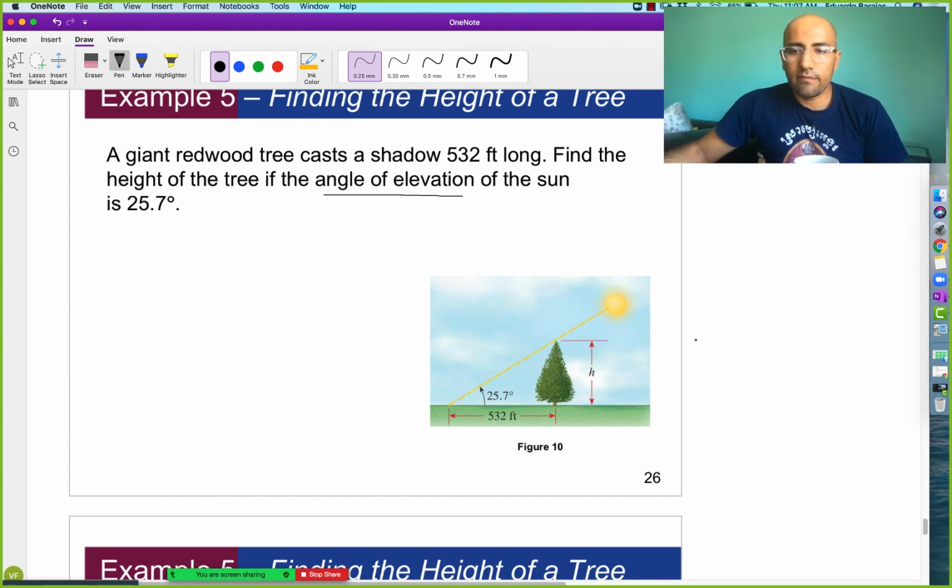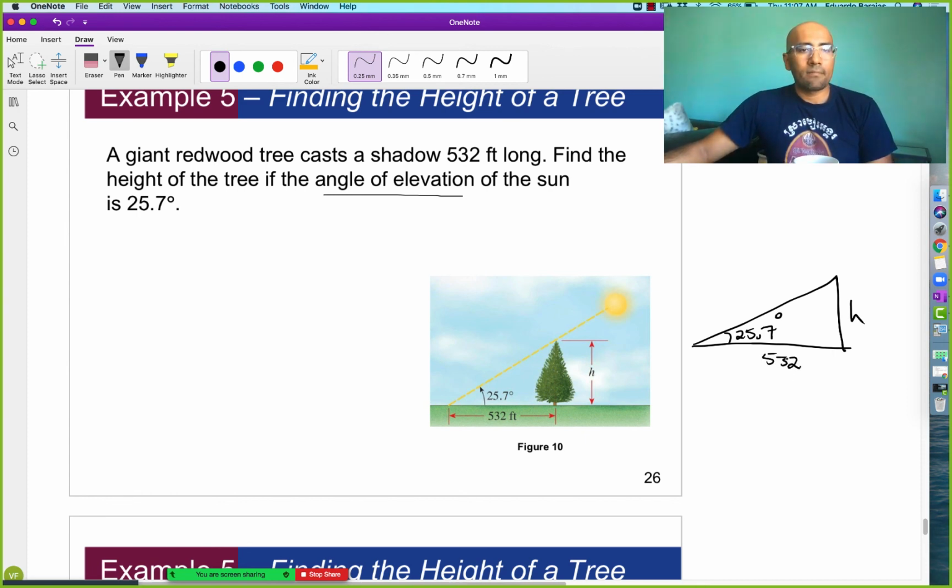This whole thing simplifies to a triangle that has angle 25.7 degrees, h over there, and 532 feet there. Find the height of the tree. So if I use sine, I would need h over this distance, which they didn't give us. This is my right triangle here. So the only other function that combines these two would be tangent, right?